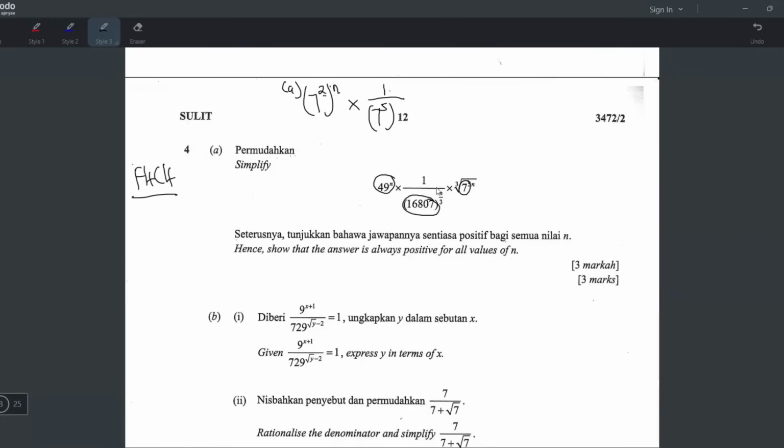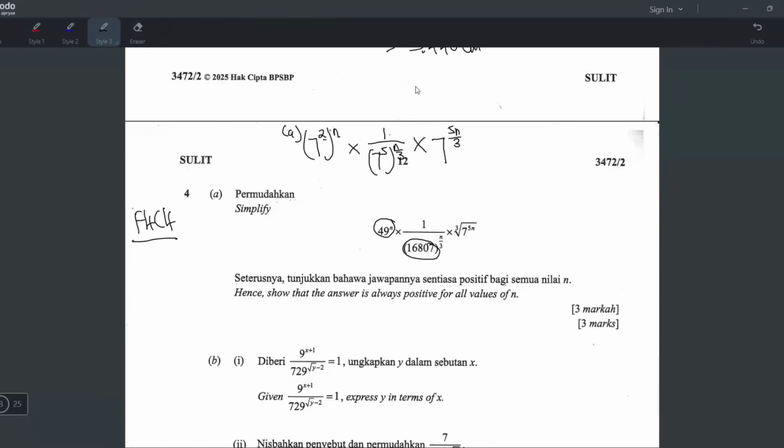But don't forget, you need a bracket because there is still power n over 3. And then later this one has to be multiplied again, with what? 7 power 5n, but with a cube root. So it becomes 7 power 5n over 3 also, because cube root means power 1 over 3. If I tell you cube root a, it's actually a power 1 over 3. So cube root of 7 power 5n is actually 7 power 5n power 1 over 3. When you multiply the powers side by side, you end up with this.